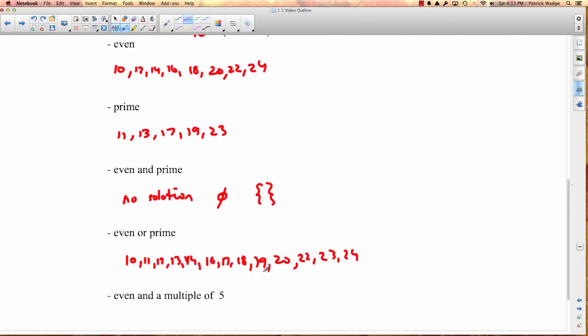Now we're looking for numbers that are even and a multiple of 5. That means they have to be even, they have to show up in the list up here, and they have to be a multiple of 5. So you're not going to list all those numbers, only those that are also a multiple of 5. Which numbers are multiples of 5? 10 is a multiple of 5. 12, no. 14, no. 16, no. 18, no. 20 is a multiple of 5. And that's it. So those are our numbers, 10 and 20.